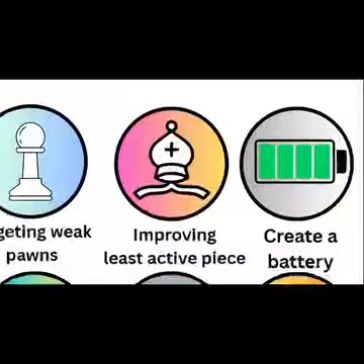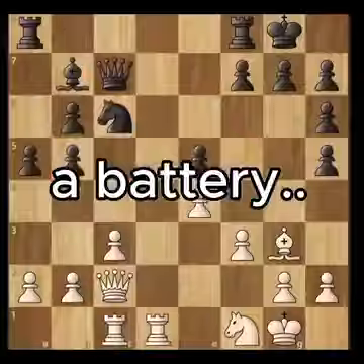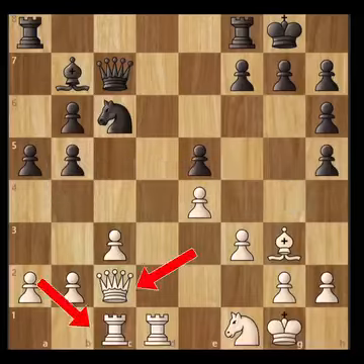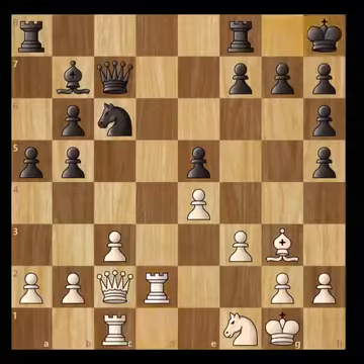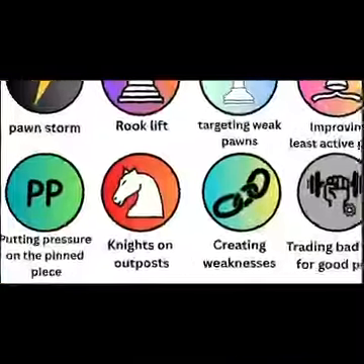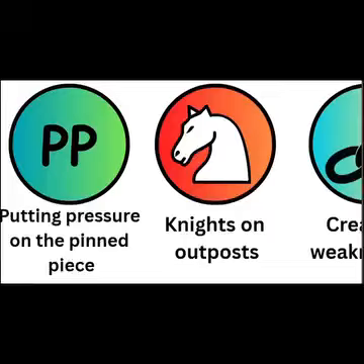5. Creating a battery. A battery is stacking two long-range pieces. For example, place a rook behind another rook on an open file. 6. Pressure on a pinned piece.